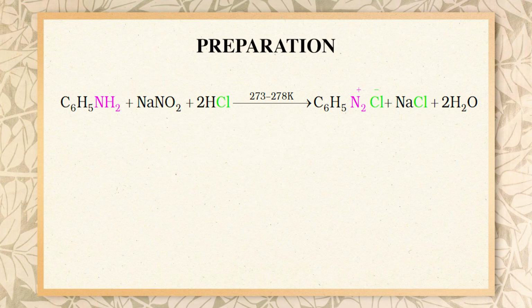Let us see together. Aniline is reacted with nitrous acid at 273 to 278 Kelvin. The nitrous acid is generated in situ by the reaction of sodium nitrite with hydrochloric acid. The overall scheme is summarized here. Due to the low stability of the diazonium salt, it may be used immediately after preparation.